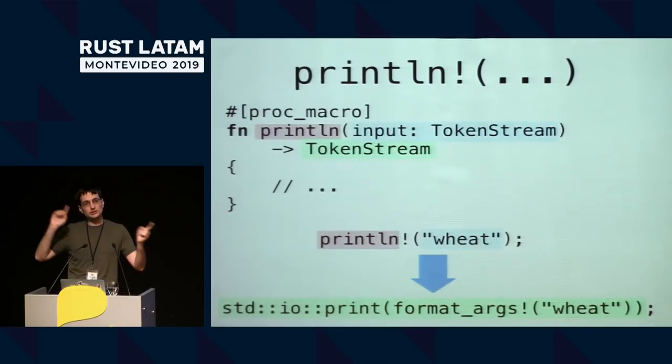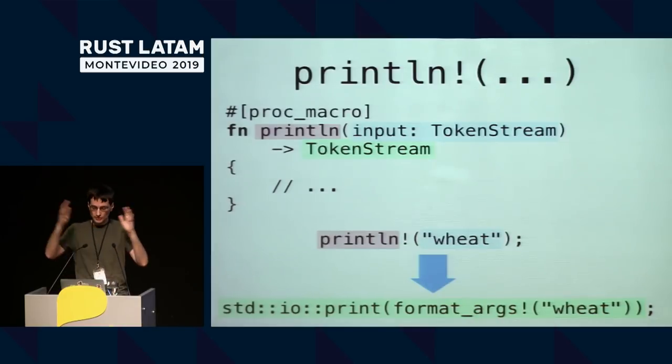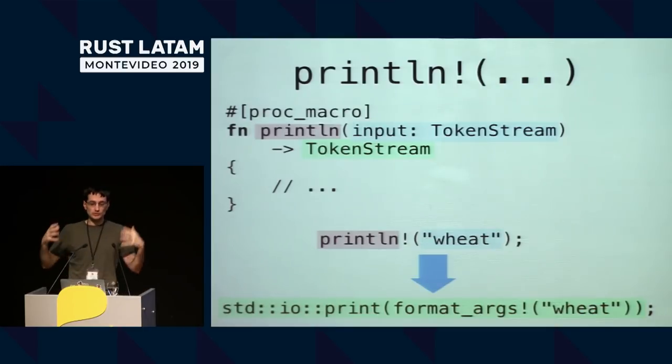And so to connect all the dots here, we can see the function name of the procedure macro is actually connected to the macro itself. The input is what's inside of those parentheses, and so we're going to get just the quote "wheat" for this one macro invocation. And then the output is going to replace the entire invocation, and it has to contain all those tokens, the std io print format arguments, and all that good stuff.